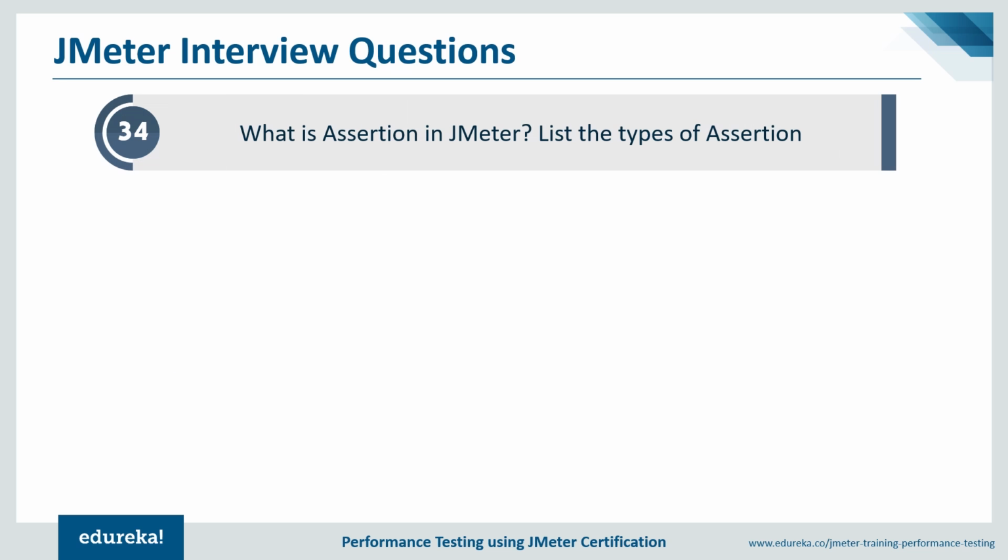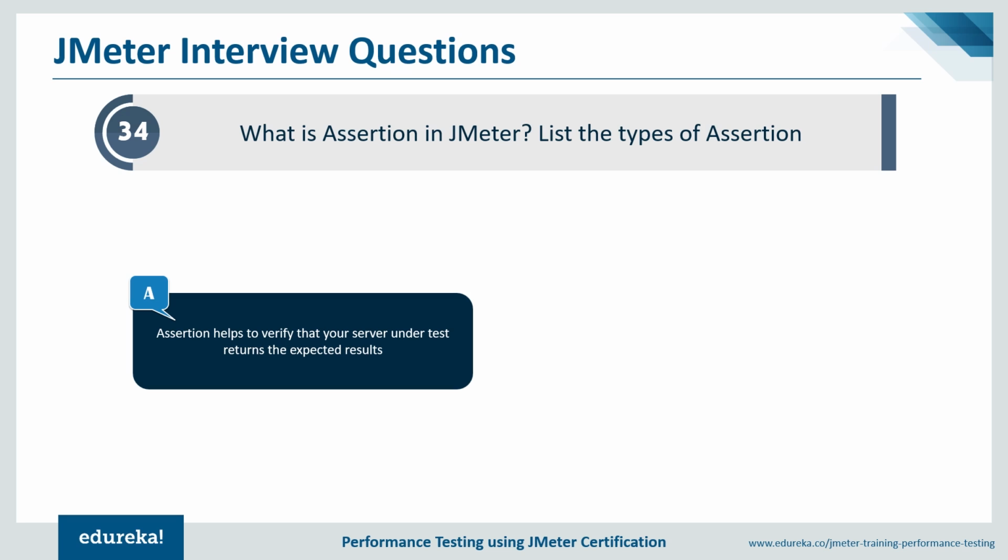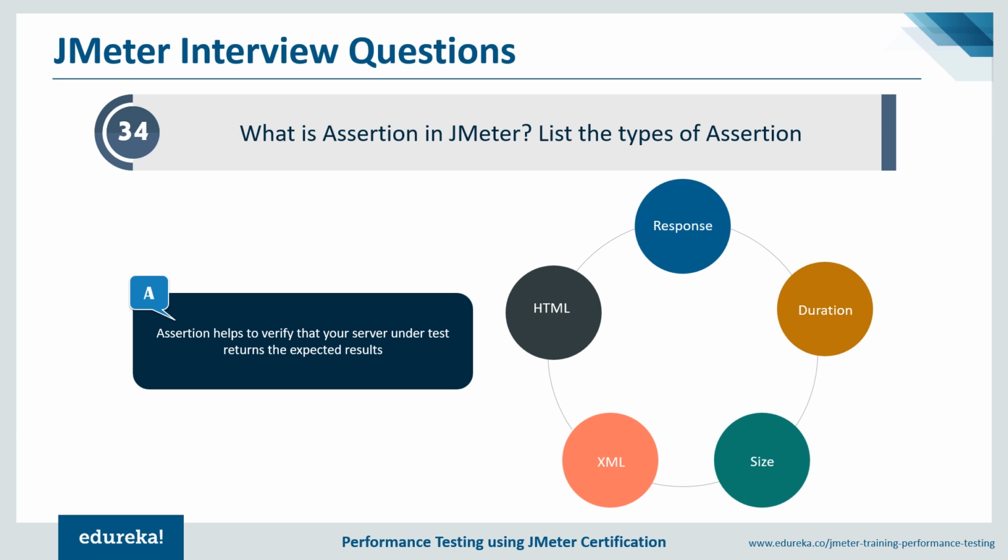So the next question is, what is assertion in JMeter and what are the different types of assertion? Now, assertion basically helps to verify that the server under test returns the expected results. Some commonly used assertions in JMeter are the response assertion, duration, size, XML assertion, and HTML assertion. So the response assertion facilitates the user by comparing the server response against a string pattern to check that the result is as expected. For example, while waiting for a response from the server, the response assertion's role is to verify that the server response has the probable pattern string or not.